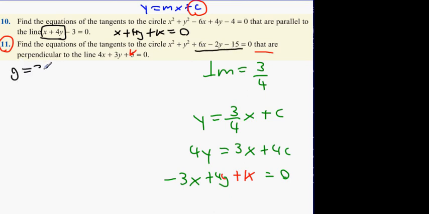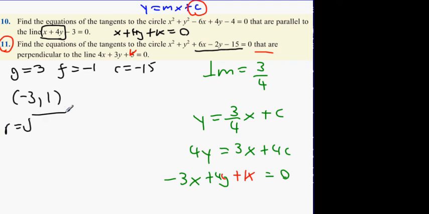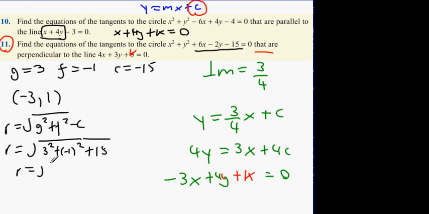Now, what we have here is we're going to work on these points here. We're going to get g is 3, f is minus 1, c is minus 15. Then we're going to get the point minus g, minus f, which is the centre of the circle, is minus 3, 1. Upon getting the centre of the circle as minus 3, 1, I'm then going to find the radius of the circle using the square root of g squared plus f squared minus c. Or it will equal 3 squared plus minus 1 squared. Watch out for the minus minus. Gets a lot of people. r equals root 25. r equals 5.